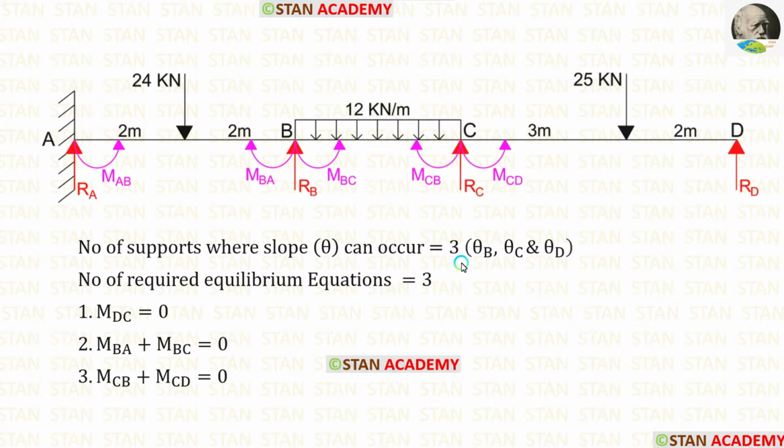In this analysis, there are three unknowns. To find out these three unknowns, we needed three equilibrium equations and we have formed them. In this beam, we have to calculate 5 moments: MAB, MBA, MBC, MCB and MCD. Also, we have to find 4 vertical reactions: RA, RB, RC and RD.